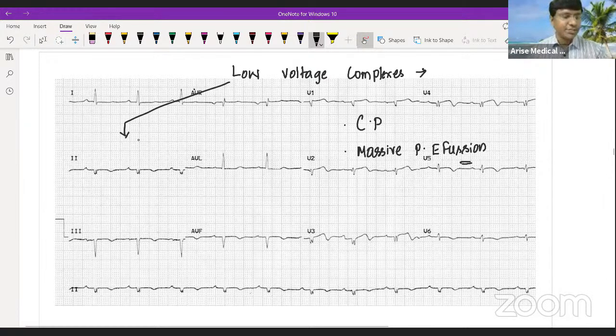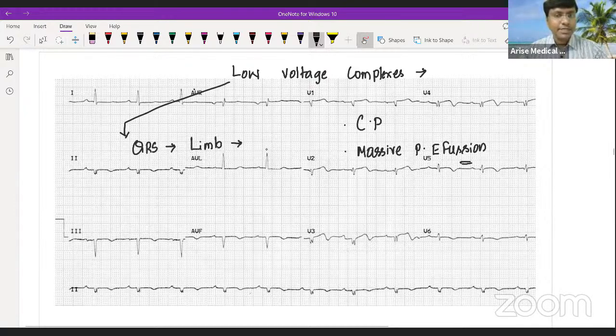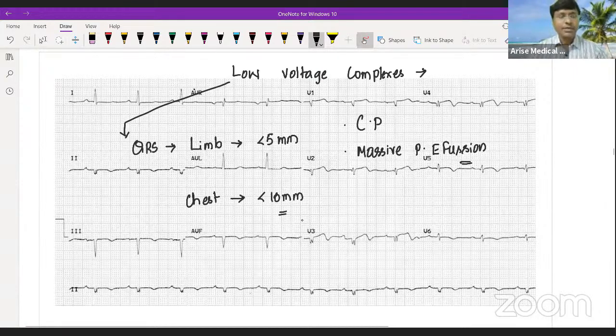The criteria for low voltage complexes is the amplitude of the QRS complex in limb leads should be less than 5 mm, whereas in the chest leads, it should be less than 10 mm. So less than 5 mm in the limb leads, less than 10 mm in the chest leads. That is the criteria of low voltage complexes.